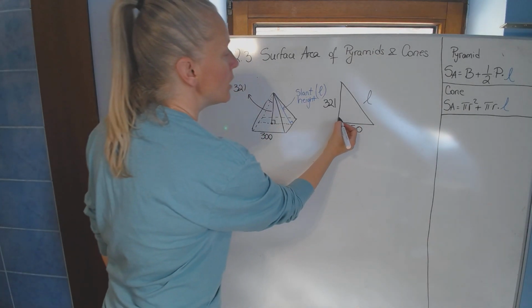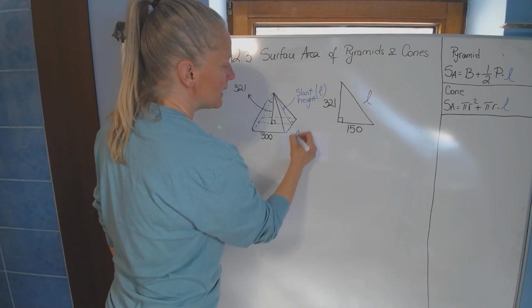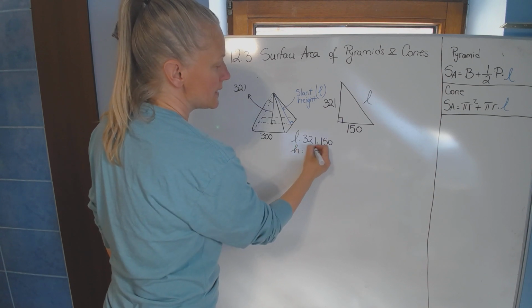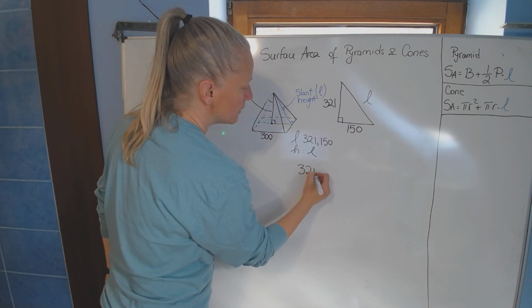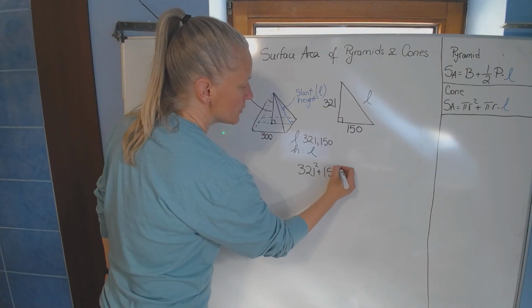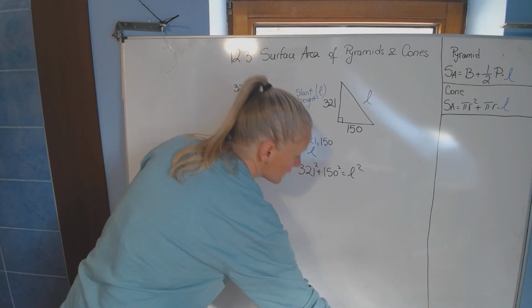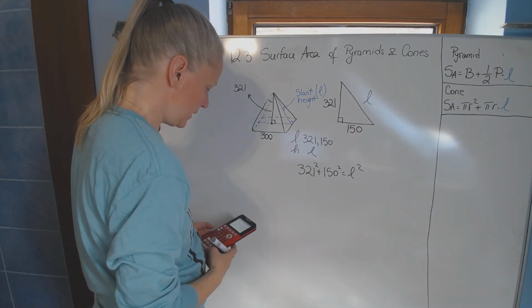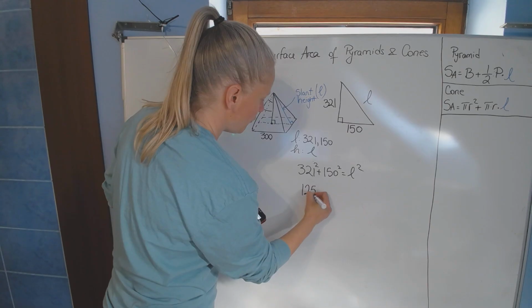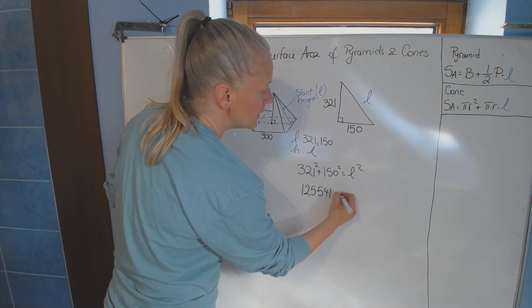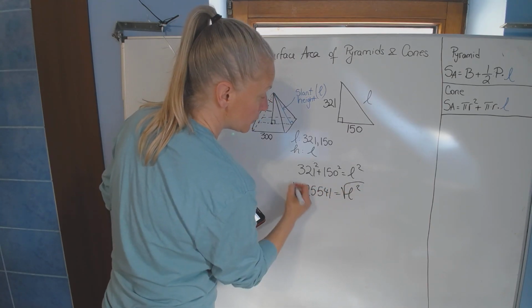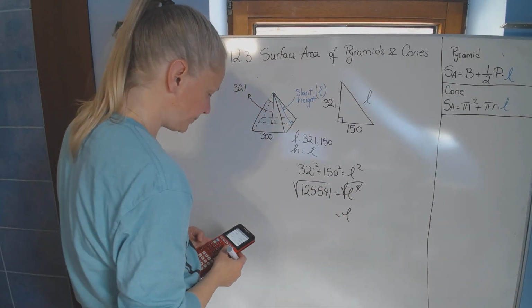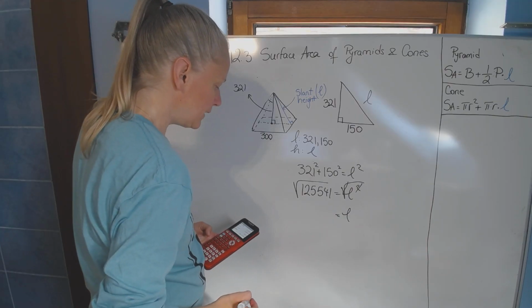Now I can go, oh, this is a right triangle. Okay, what are my legs? 321 and 150, which means my hypotenuse is L. I can go 321 squared plus 150 squared equals L squared. I obviously do not know what that is. 321 squared plus 150 squared is 125,541, equals L squared. I'm going to take the square root. This is the last step you're going to take. My L becomes 354.3.